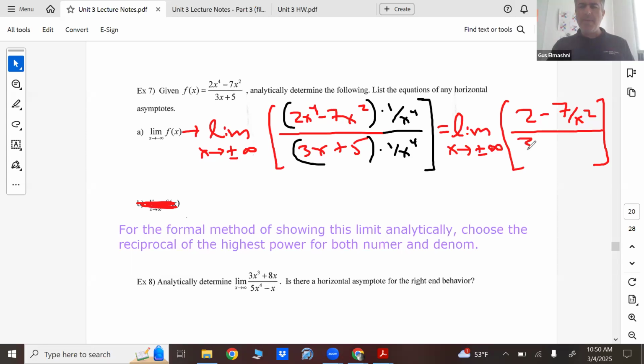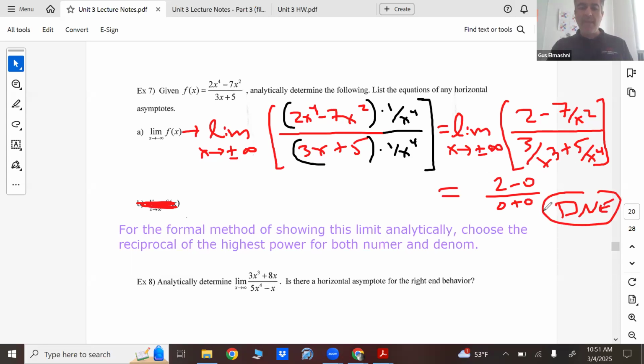So I get 3 over x cubed plus 5 over x to the 4th. So if I think about it, I have 2 minus 0. So in this case, it does not exist. And in fact, actually, it's positive infinity. Fine, fine. Yep. So it's not a fraction.